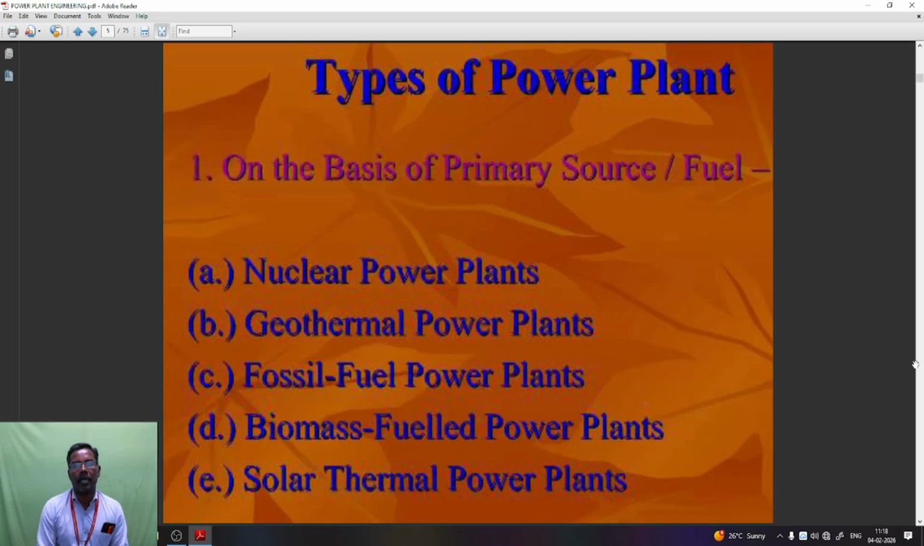Types of power plant. Several power plants are available on the basis of primary source or fuel: nuclear power plants, geothermal power plants, fossil fuel power plants, biomass fueled power plants, solar thermal power plants.